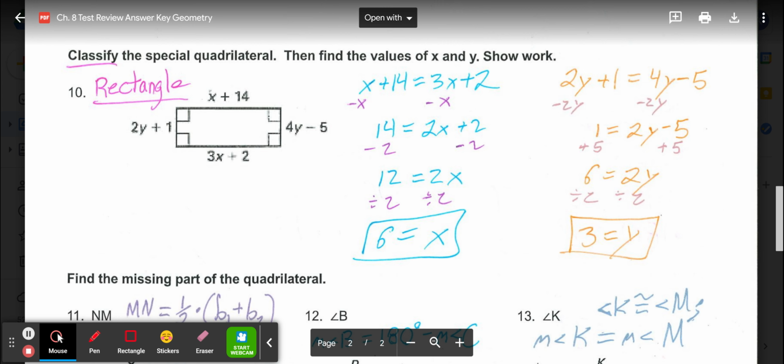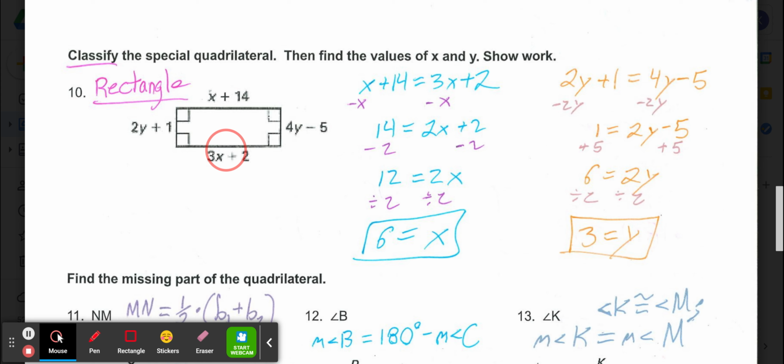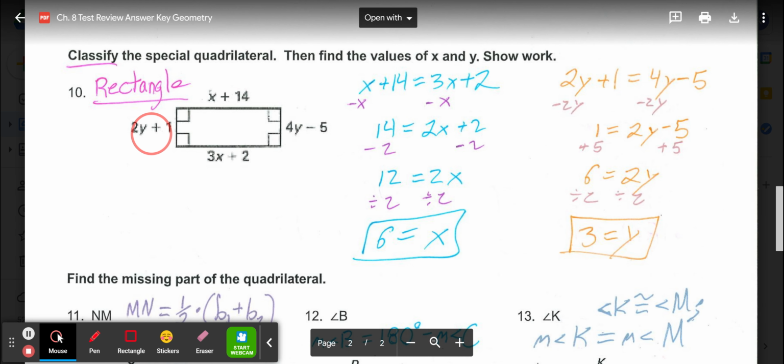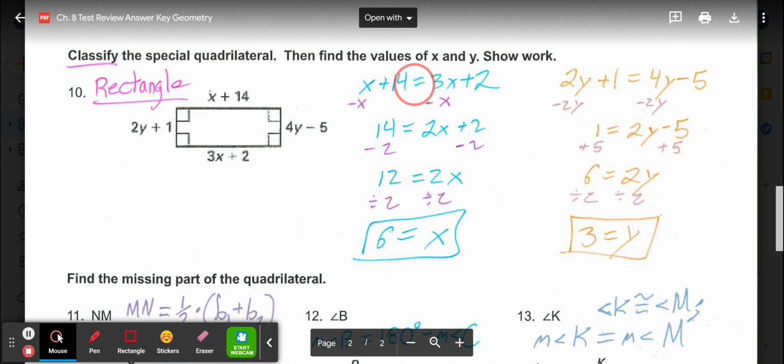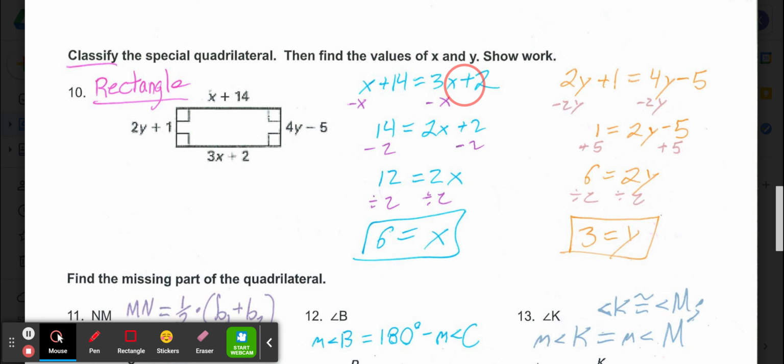Then to figure out the measures of x, we know the x plus 14 would equal the 3x plus 2. And to set up for y, 2y plus 1 equals 4y minus 5. So let's do the x setup first. If x plus 14 equals 3x plus 2, we want to get our x's to one side, so subtract x from each side. 14 would equal 2x plus 2. Subtract the 2 from each side.